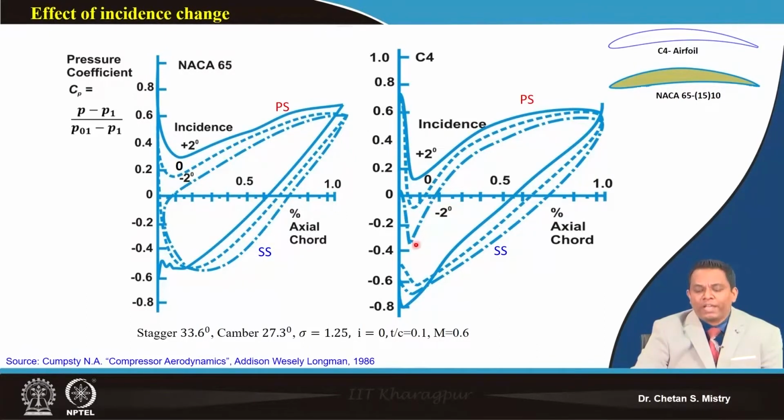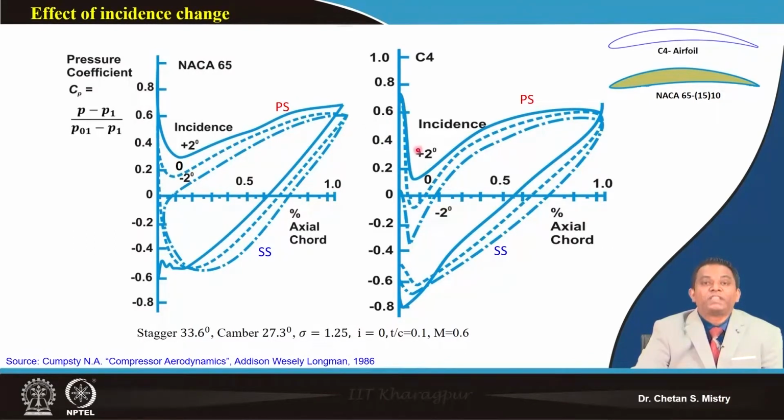Now if we look carefully at the CP distribution for the C4 aerofoil, as we have discussed, this has a large radius, or thickness, of the leading edge. That is reflecting what is happening on my pressure surface and suction surface. We will have higher acceleration on the suction surface. At the same time we have higher acceleration even on my pressure surface. If you compare these two, you can clearly see the difference.